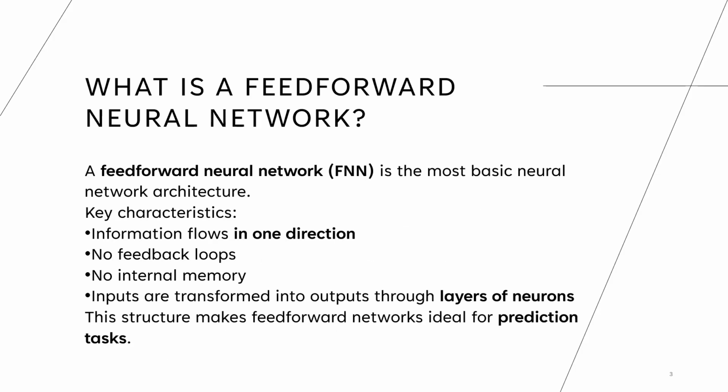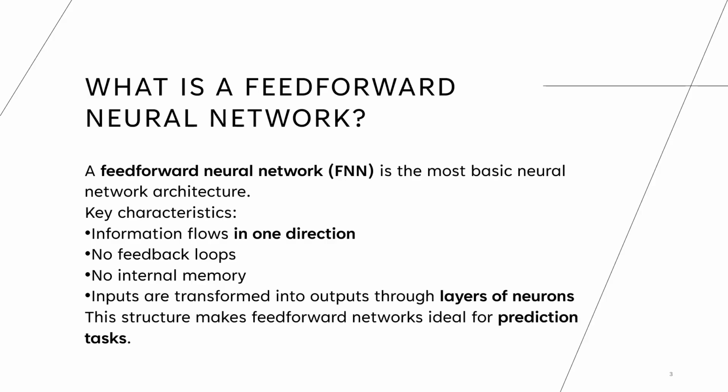A feed-forward neural network, often called an FNN, is the most basic and foundational neural network architecture. The defining characteristic of this type of network is that information flows in only one direction. Data moves forward through the network, beginning at the input layer and continuing toward the final output. Unlike some other neural network architectures, feed-forward networks do not contain feedback loops. Information never cycles backward through the network during prediction.